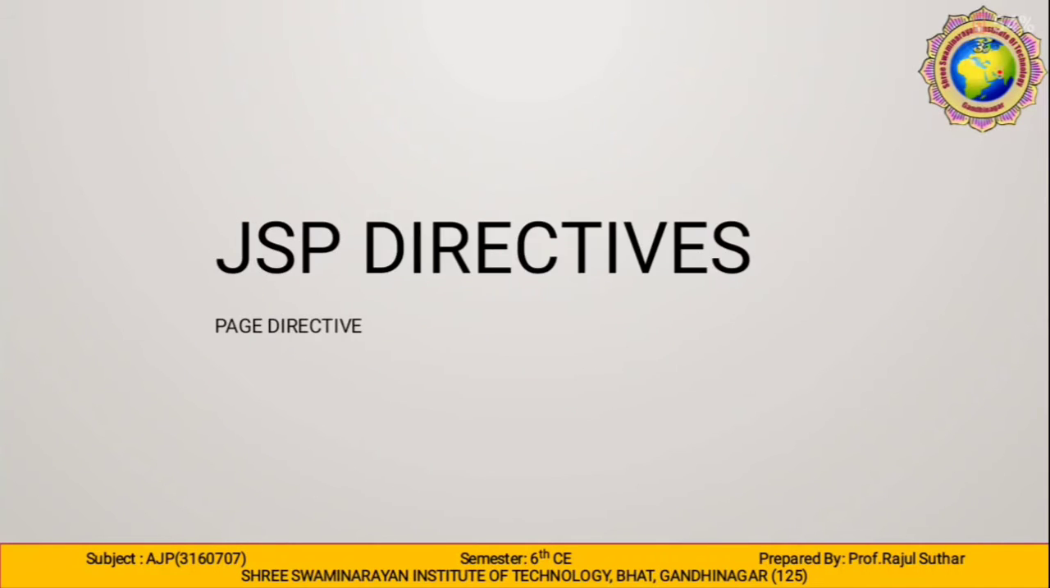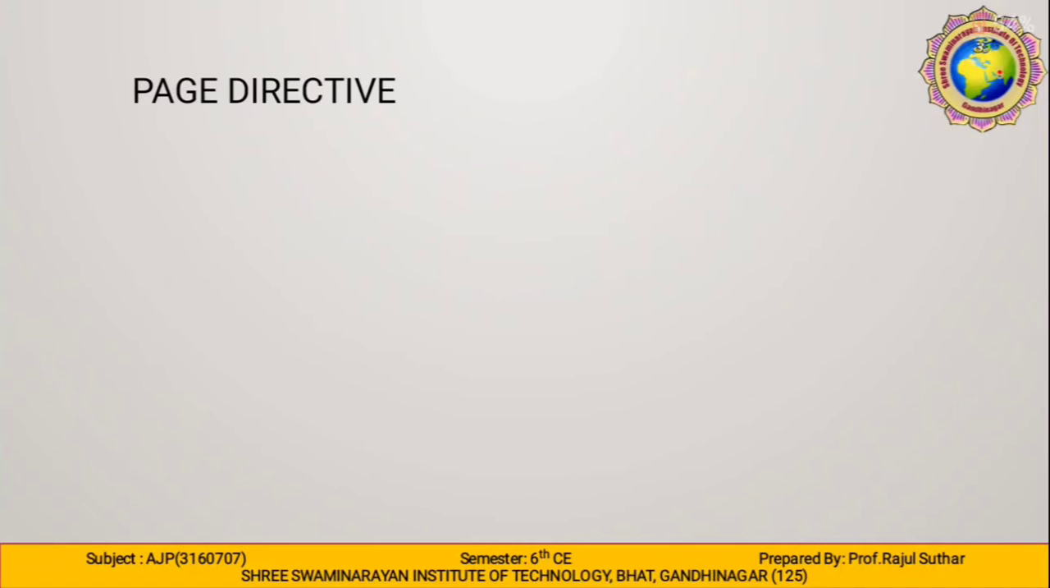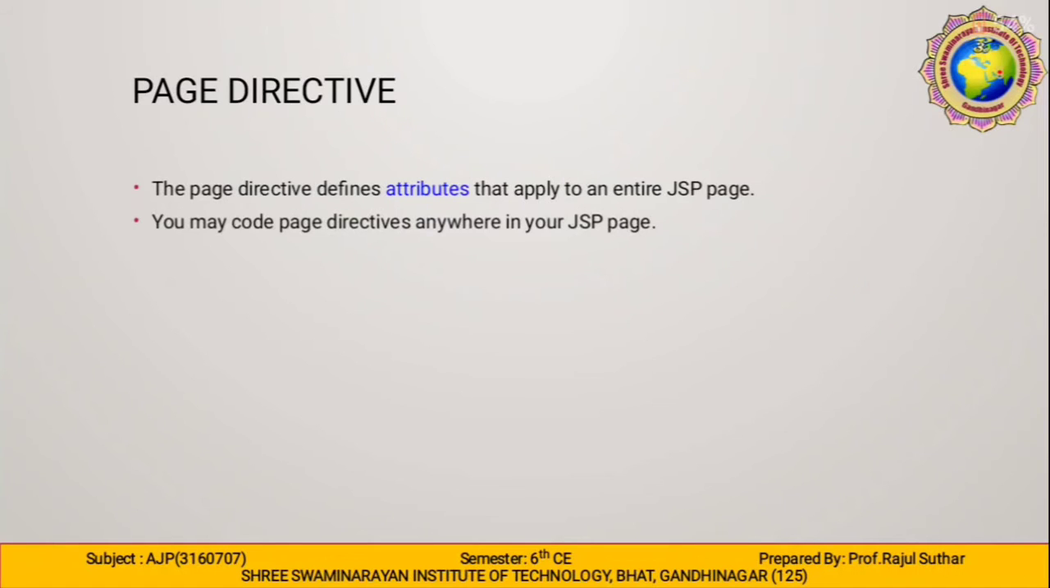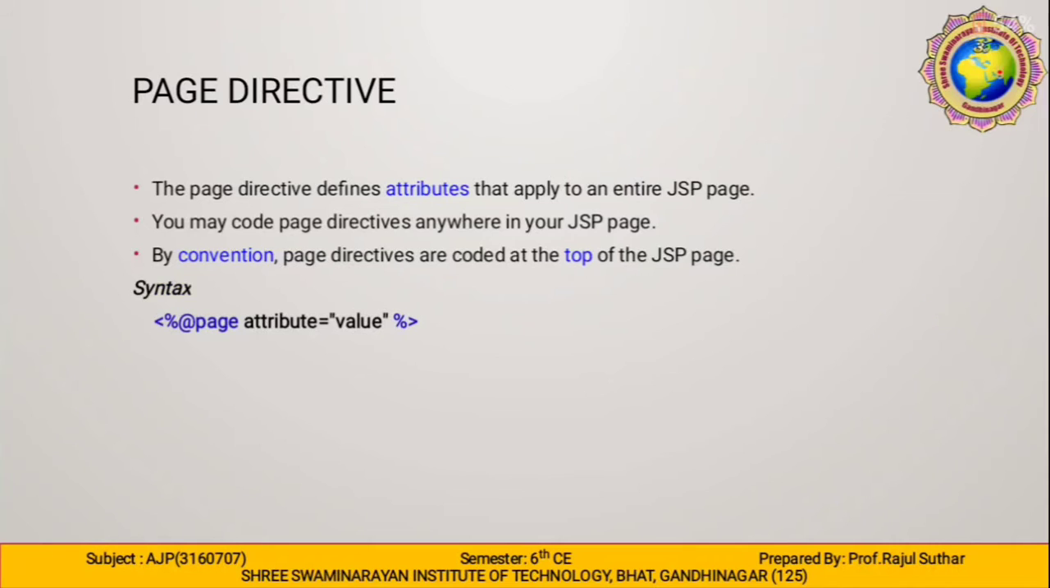Then let me discuss the page directive as well as the include directive. The page directive defines the attributes that apply to the entire JSP page. You may code the page directive anywhere in your JSP page. By convention, page directives are coded at the top of the JSP page. So first we write the page directive at the start of your JSP page.